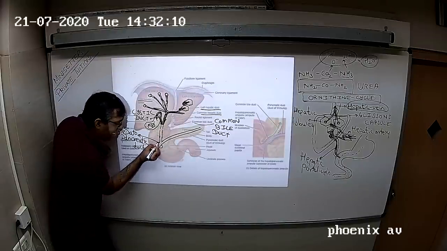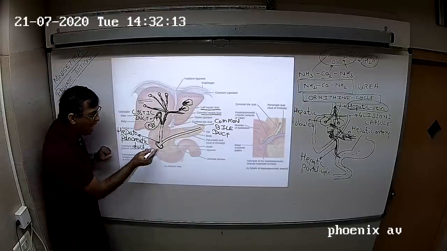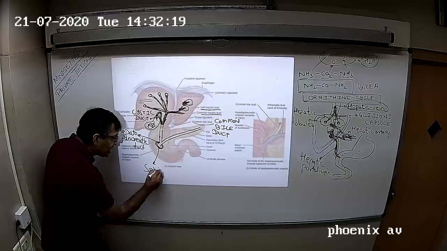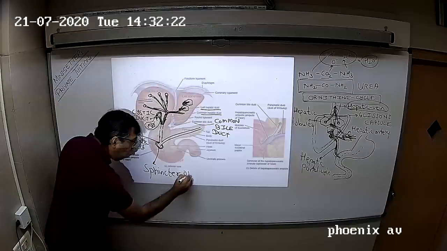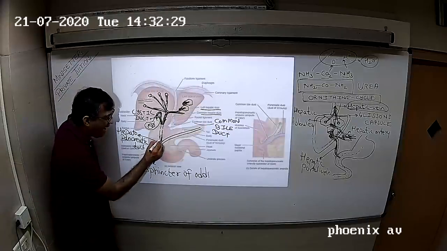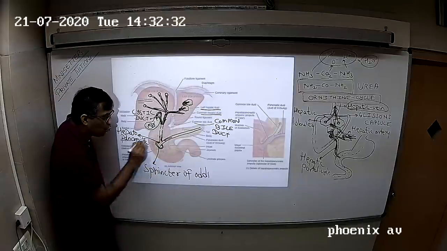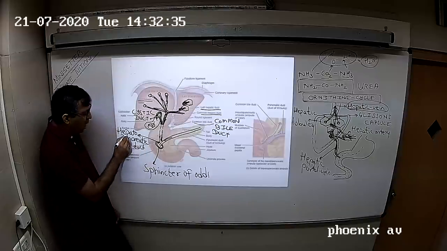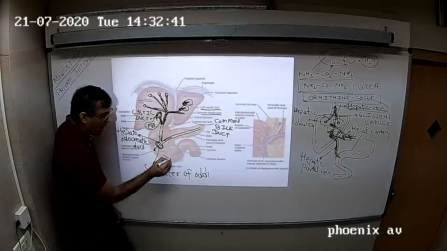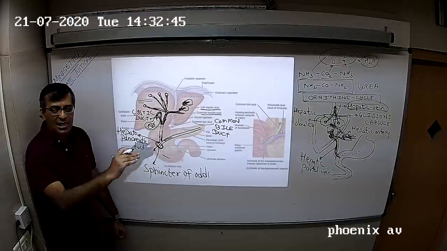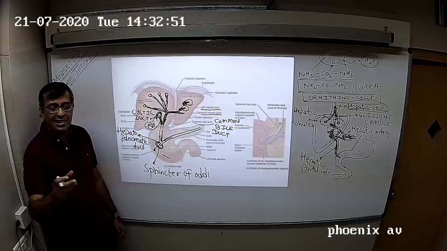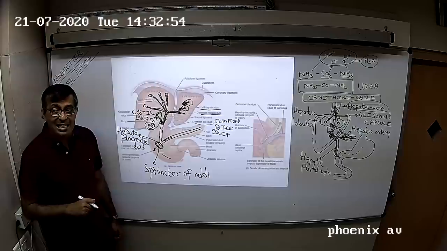It opens into the duodenum guarded by a sphincter, and that sphincter is called the sphincter of Oddi. Sphincter of Oddi. So now bile as well as pancreatic juice will both pass through the hepatopancreatic duct, and by the sphincter of Oddi enter into the duodenum. Bile will help in emulsification of fat. Pancreatic juice will help in digestion of food, and that is the way the two glands help in digestion.